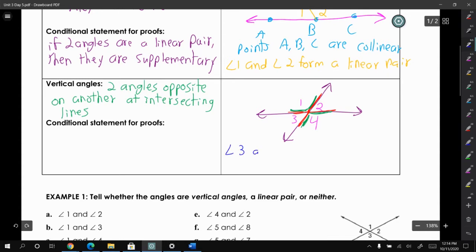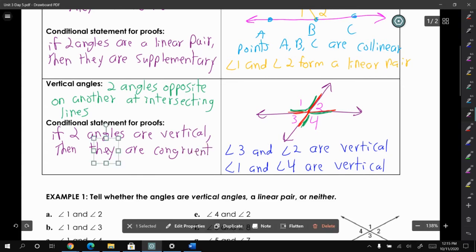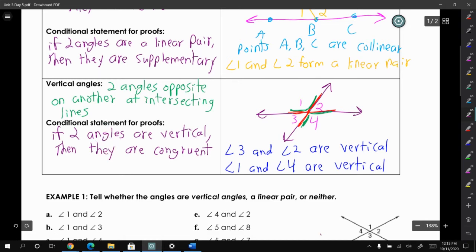So angle 3 and angle 2 are vertical, and angle 1 and angle 4 are vertical. And then the wording for this proof, if two angles are vertical, then they are congruent. And you'll be able to use the symbols for angles and congruent, so you're not writing as much.